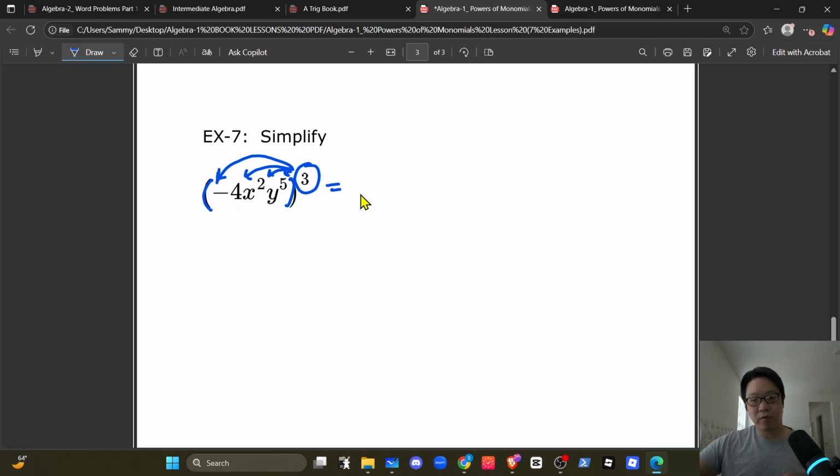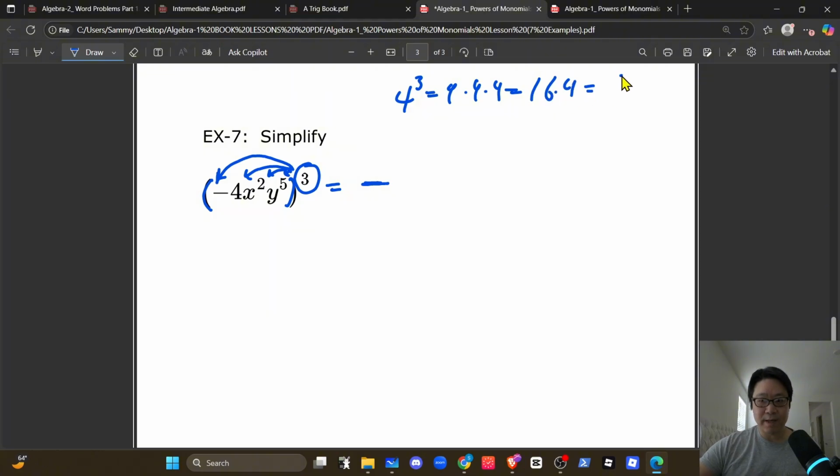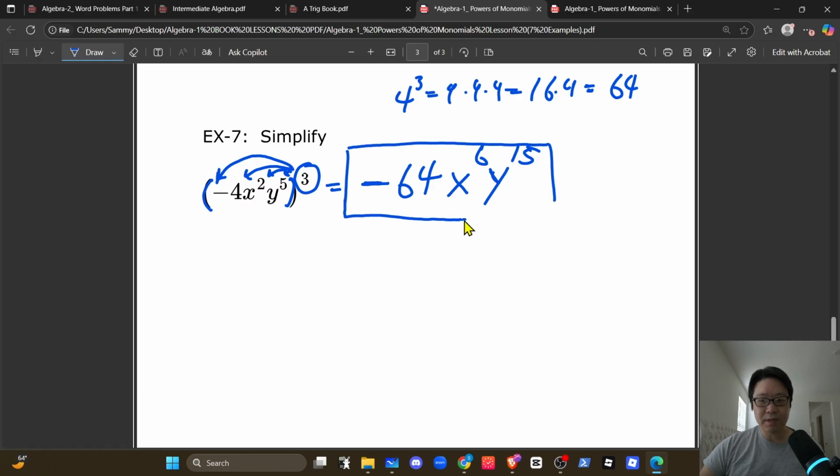So a negative raised to an odd power is going to give you a negative. 4 raised to the power of 3, what is that? 4 times 4 times 4 equals 16 times 4. 16 times 4 is 64. Okay. So negative 64. And then x, we're going to keep the base and multiply the exponent. So 2 times 3 is 6. Keep the base, which is y, and multiply the exponents. 5 times 3 equals 15. And so we end up with negative 64 times x to the 6th power, y to the 15th power.